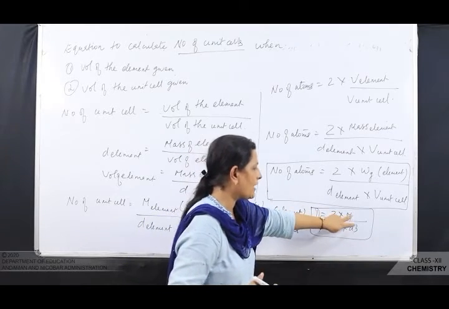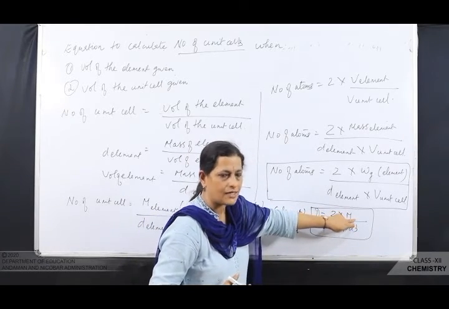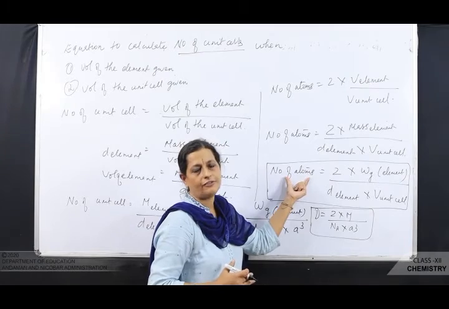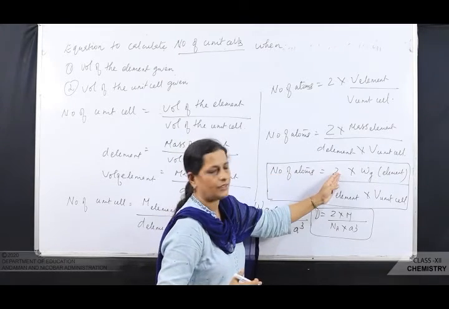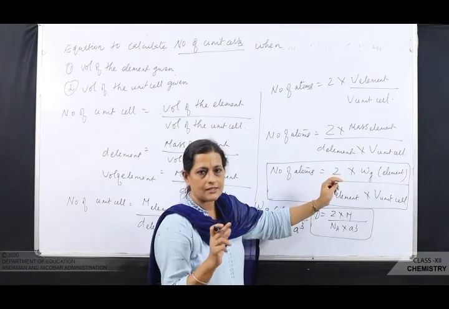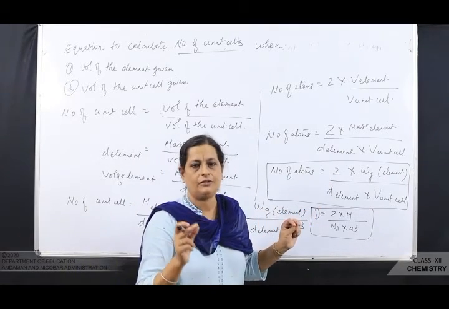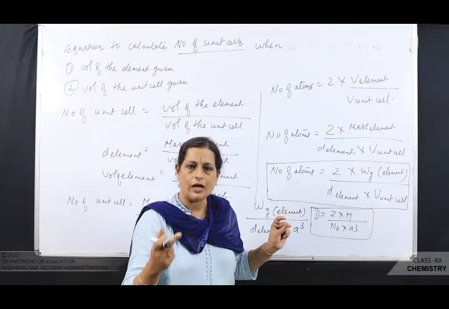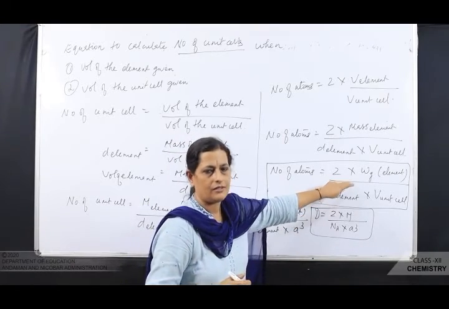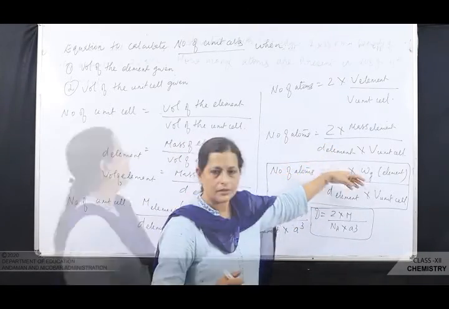For that, first you have to calculate what? Atomic mass or molar mass, and then you have to calculate number of atoms. So, if you use directly this one, it is very simple. But the thing is that you have to read the question properly and you have to see what is given to you, whether it is atomic mass or molar mass or mass of the element. So, let us try a numerical related to see the question.